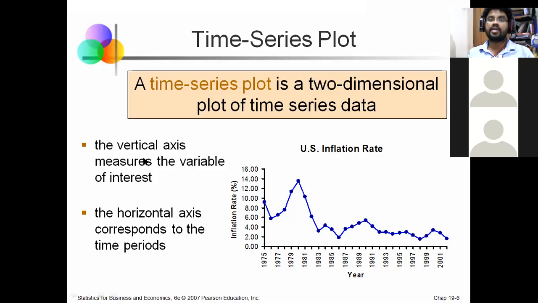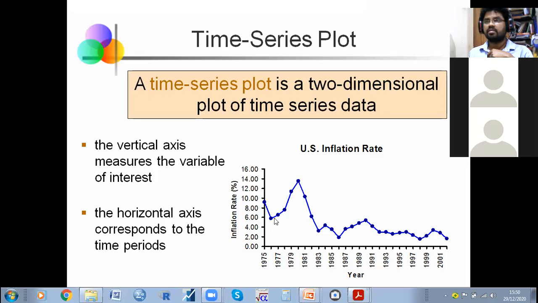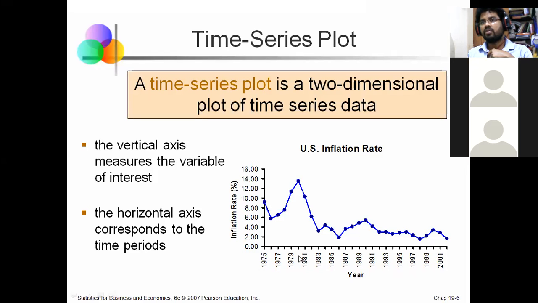For example, see the vertical axis, there is the inflation rate, how much inflation rate: 0, 2%, 4%, 6%, 8, 10, 11, 12, 13, 16. Then if you take the horizontal axis, that is the x-axis. In the x-axis, we have taken the year. So in 1975, how much was the inflation rate in the US? And in 1976, how much was the inflation rate? So it is a time period, from 1975 to 2001. So what is the inflation rate the US has?